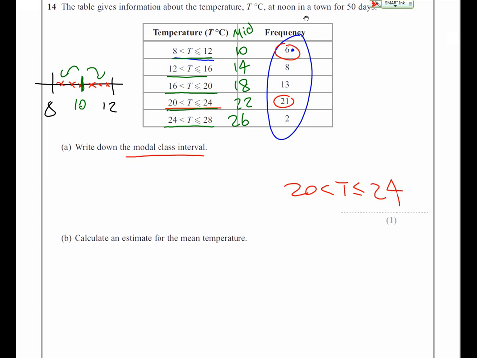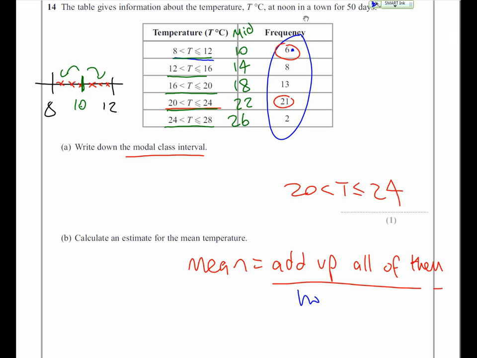What we do now is we want to find the mean by adding them all up, all of them, and divide by how many there are. Now you've probably seen a formula written about this, okay, but I'm going to show you just from the table. So frequency, we've got 6 here, 8 here, 13, 21, 2. Add those numbers all together, and that will tell us in total how many we've got. So we've got 50 in total. Okay, so how many? That number is 50. Add up all of them.